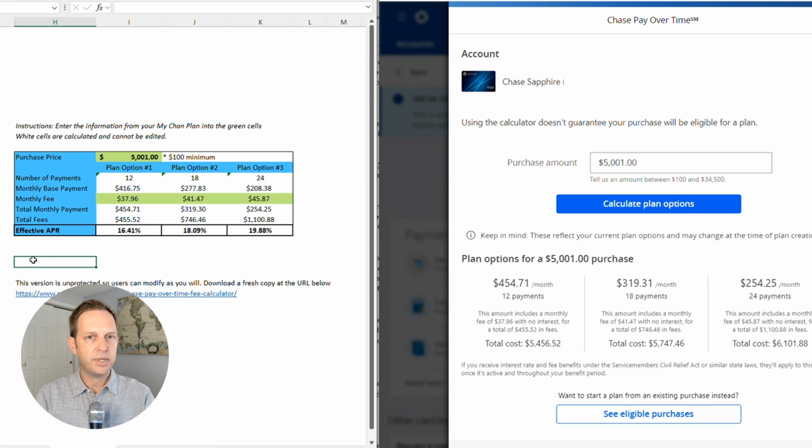There's a link in the description to go to my website to download this calculator for free. I'm not going to ask for your email. Download it for free, no questions asked, or just take the formula and put that into Google Sheets or Excel, and it'll do the same job.